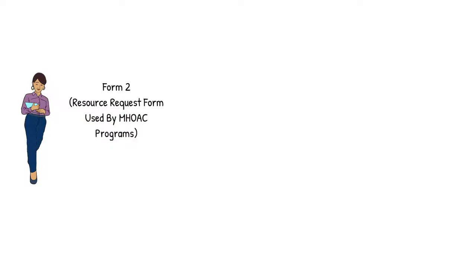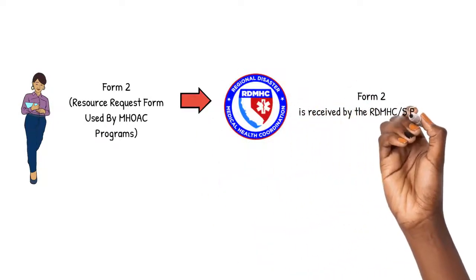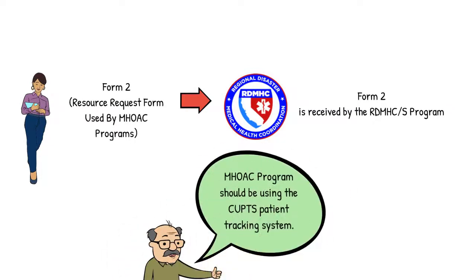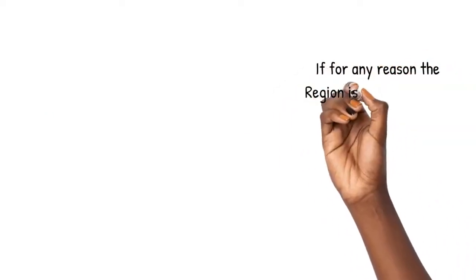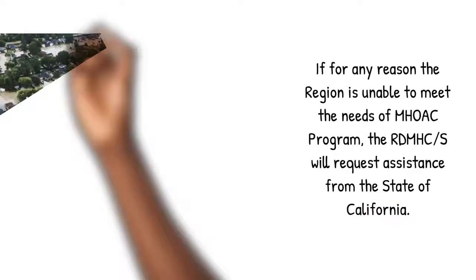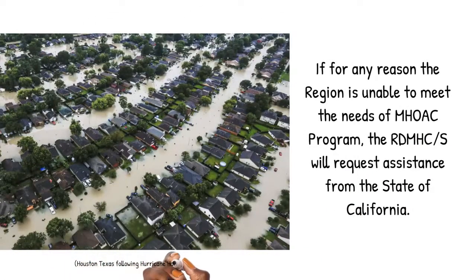So Form 2 is a resource request filled out by the MOAC based on the Form 1s and the unmet needs, sent up to the region. The region would then receive those forms and then look within that mutual aid region to make sure that they are meeting all of the resource needs of the operational areas within their region. If for any reason the region is unable to meet the needs of the MOAC program, the RDMHC will request assistance from the state of California.